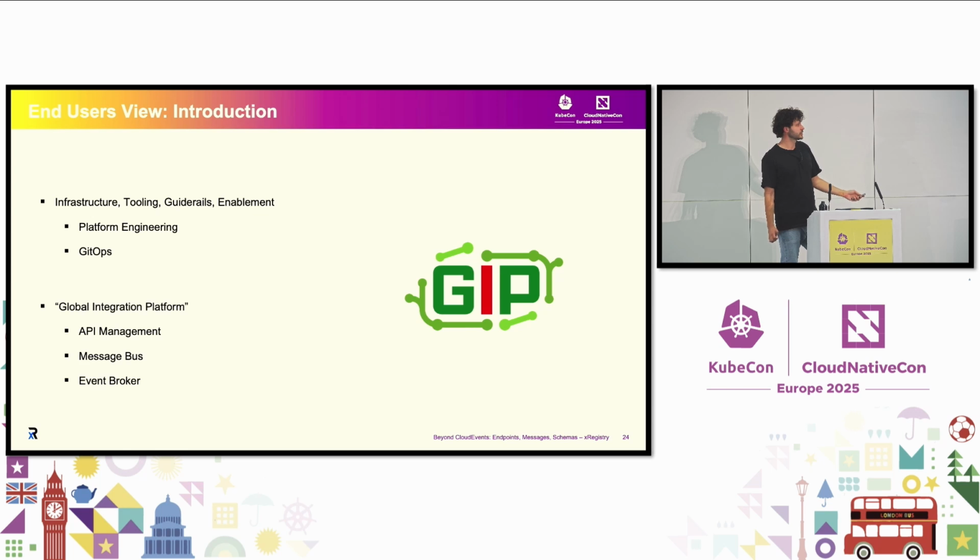So what we decided to do is create a platform for that. As a platform team, we are providing them with infrastructure, tooling, guide rails, and enablement. This platform, we call very creatively Global Integration Platform, and it has three components: an API management, a message bus, and an event broker.